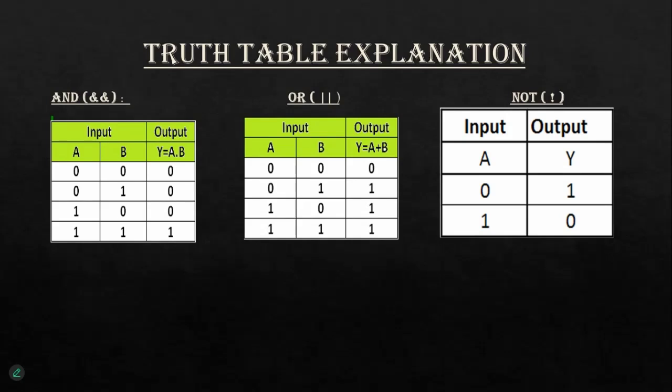So in the OR operator, what happens? If both operands are 0, then it will give 0. But if any of the operands is 1, then it will give 1. So this is the main thing about the OR operator. I think you understand.